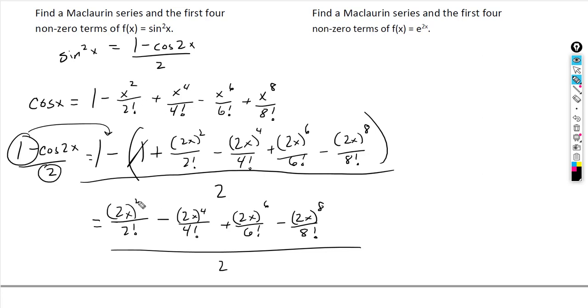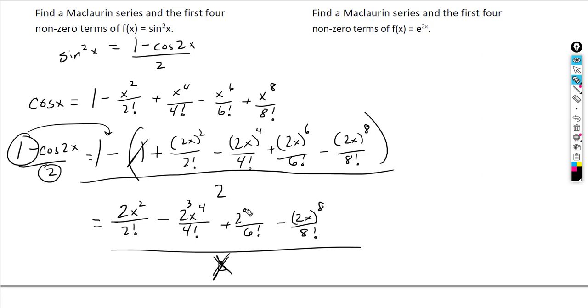But you can see that this 2x squared actually becomes 2 squared, which is 4x squared. And this becomes 16x squared, right? And so on. So I'm taking a 2 out of all of that and dividing it with this 2 here. So this is just 2x squared. This becomes 2 to the 3rd x to the 4.